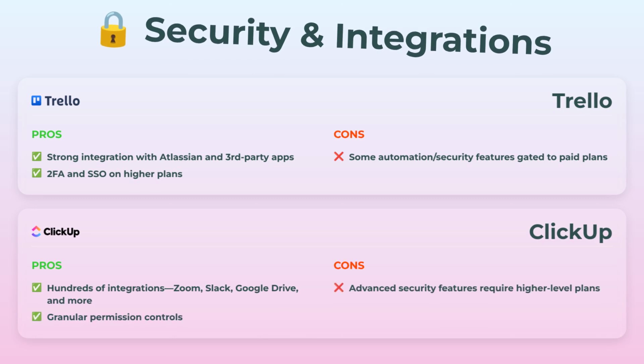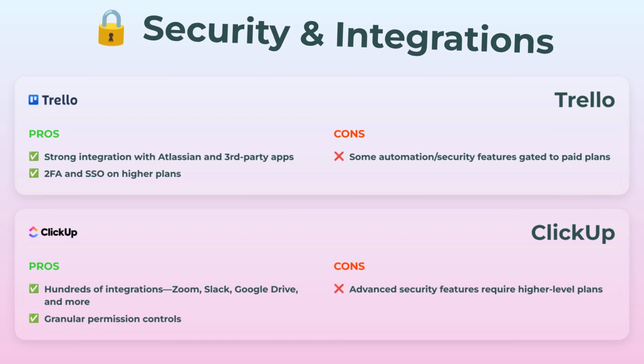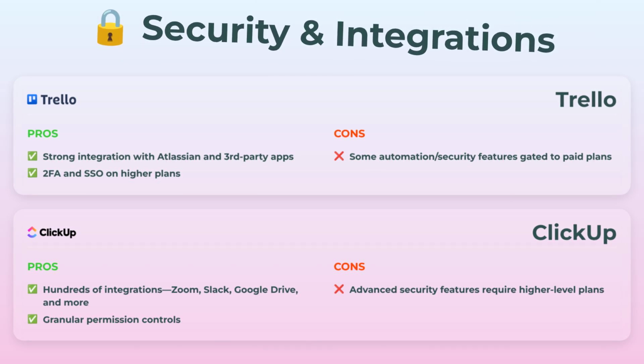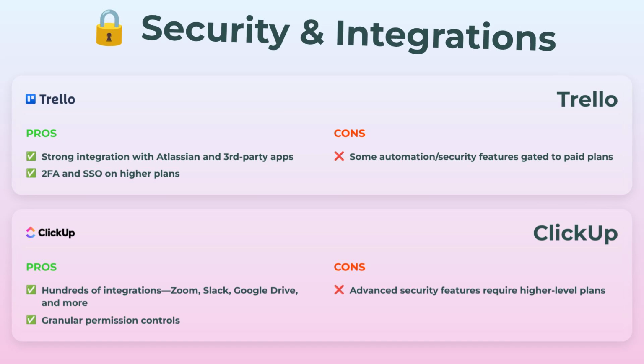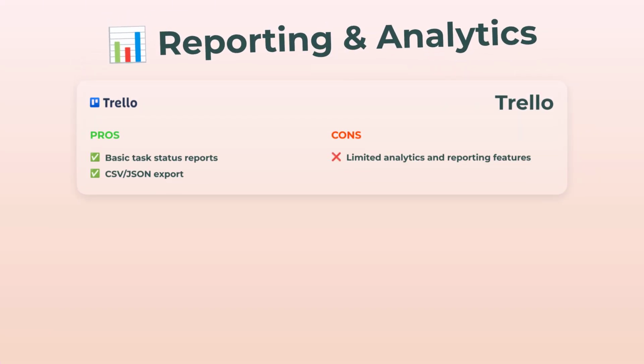Switch over to ClickUp. They've got integrations everywhere: Zoom, Slack, Google Drive, pretty much all the basics and then some. Permission controls are really granular, but again, you need higher-level plans for the most advanced security. Honestly, on security and integrations, it's hard to call a clear winner. This one's a tie. Finally, reporting and analytics.